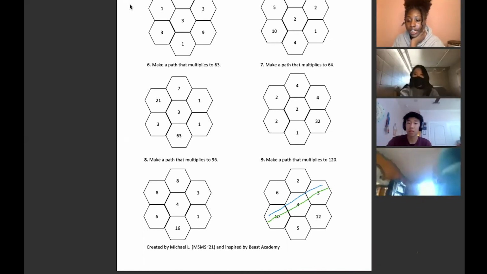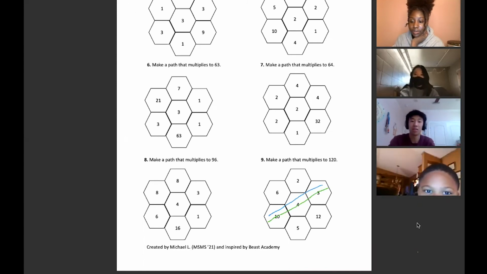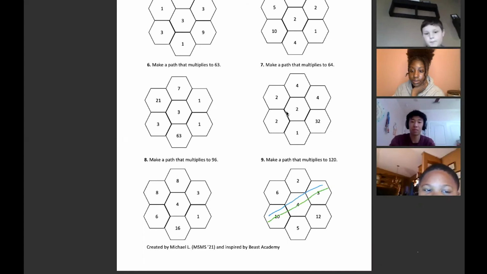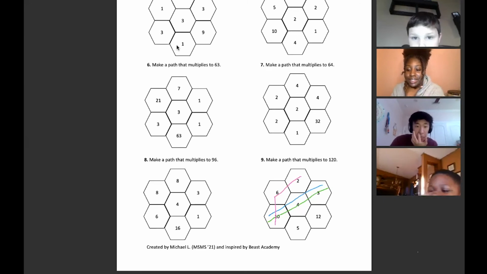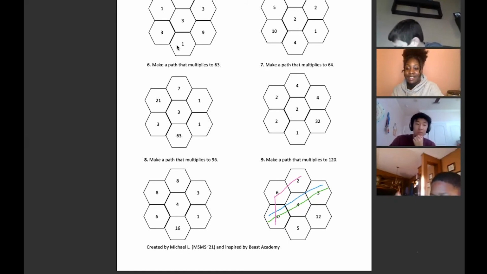I think Pauline has her hand raised. I think you can do 6 times 10 times 2. 6 times 10 times 2. That gives you 120. Good job. That works. But remember, we have to go through the center hexagon. So they do equal 120, but we didn't follow all of the rules.